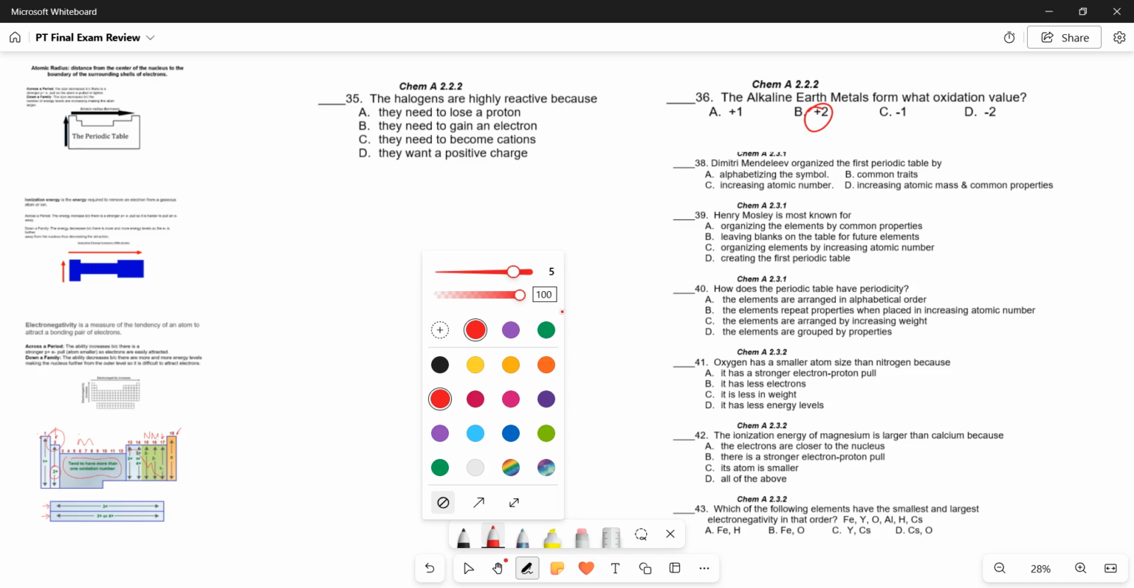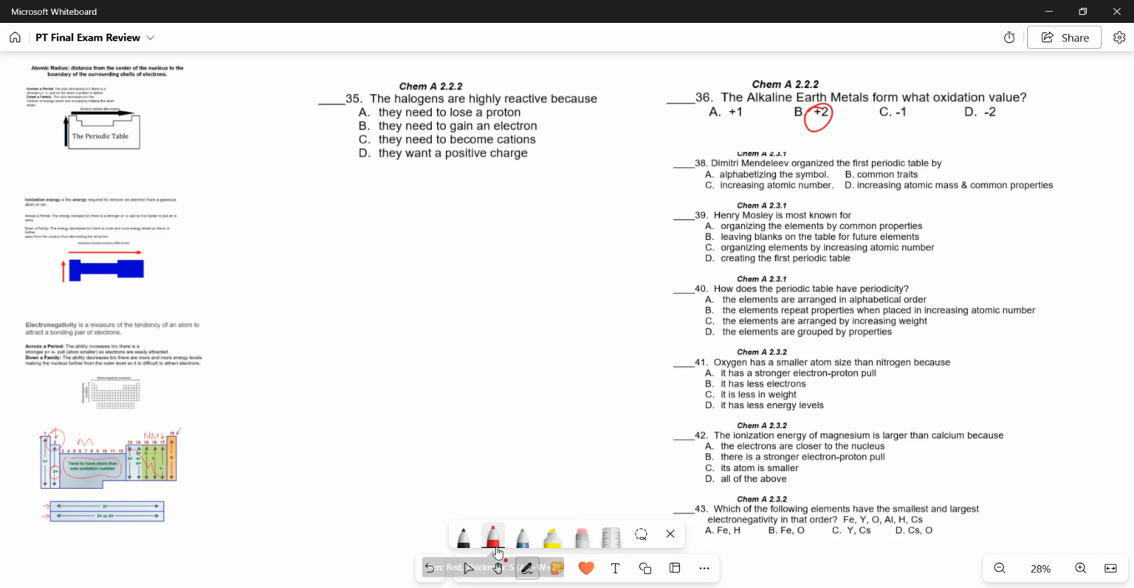All right. So question 38 says, Dmitri Mendeleev organized the first periodic table. So when I'm teaching the periodic table, we talk about the origin of it. Dmitri Mendeleev was the first to organize by increasing weights and common properties or common traits. And so he is known for D.